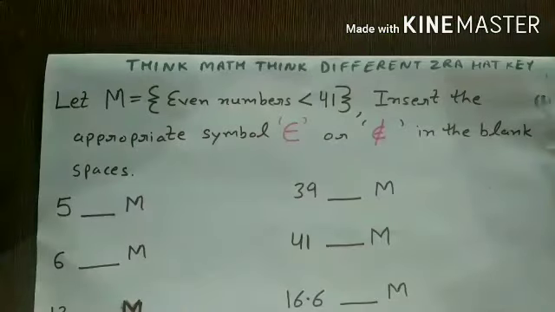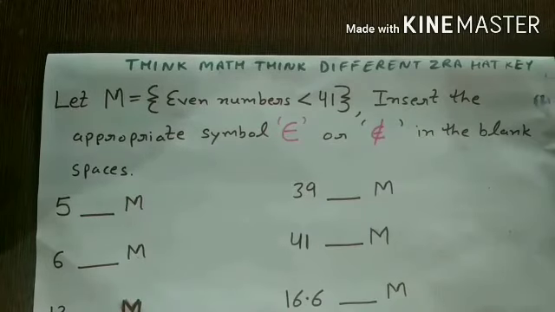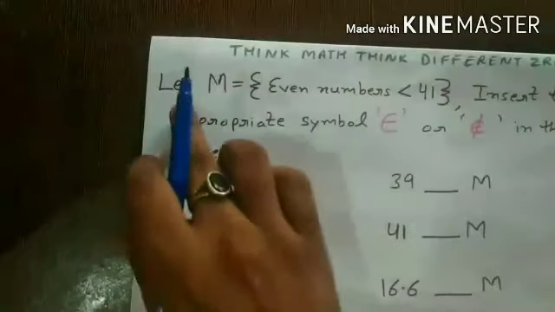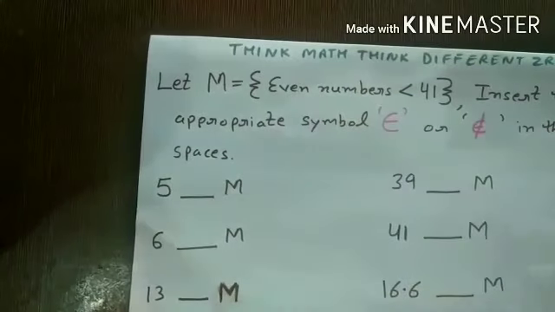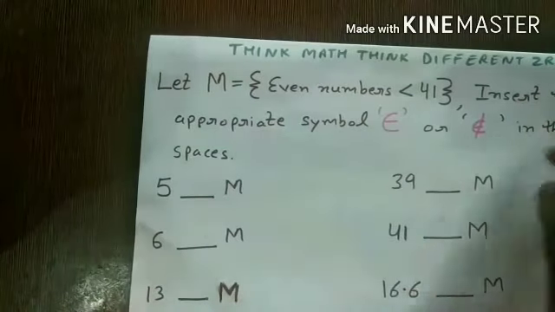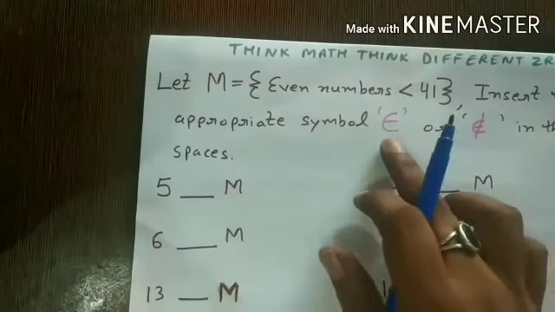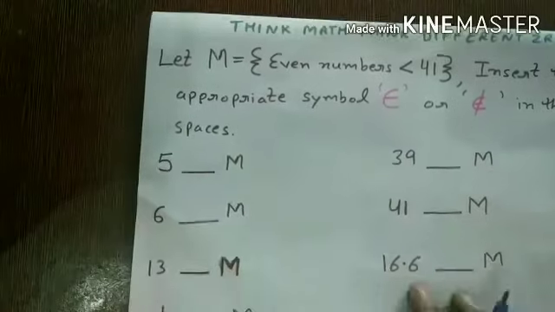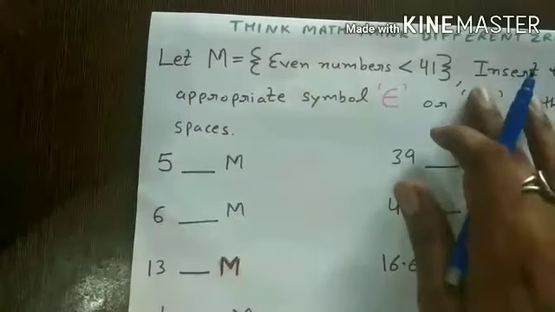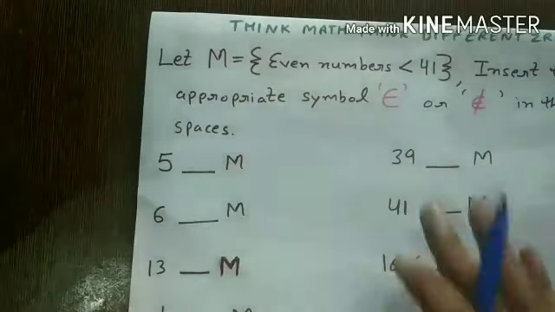Good morning student. In this video, we are going to revise some basic questions of the chapter set and fractions. So let us start. Our first question is: let M be the set of even numbers less than 41. Then we have to insert the appropriate symbol, belongs to or does not belong to, in the blank spaces. This is the statement given and this is the question part.